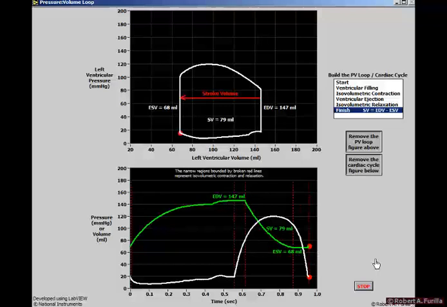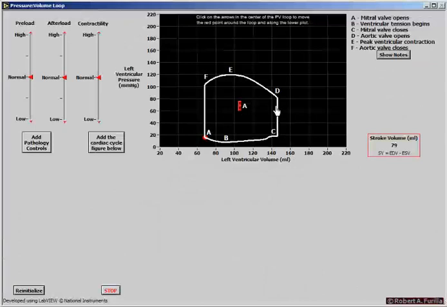So now I'm going to move on to the effect of changes in cardiac performance on the pressure volume loop. Here we're looking at the pressure volume loop with the left ventricular volume along the horizontal axis and left ventricular pressure along the vertical axis. And what I can do is change three variables here: preload, afterload, and contractility.